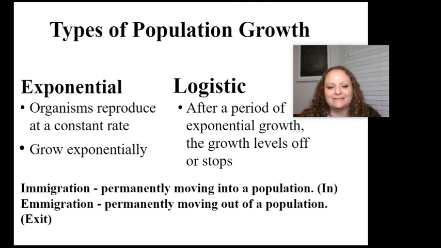Immigration and emigration sound pretty similar, but they're actually the opposite of each other. Immigration with an I means that organisms are moving in to a population. Emigration, with an E, means that organisms are moving out of the population, or they're going to exit the population. So emigration with an E stands for exiting the population. Immigration with an I stands for moving into a population.